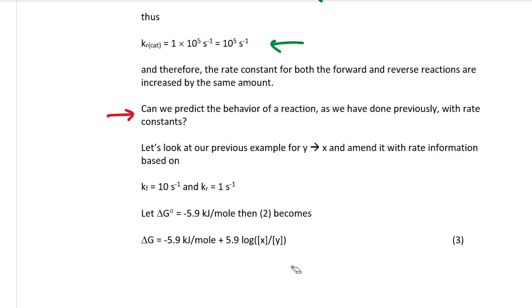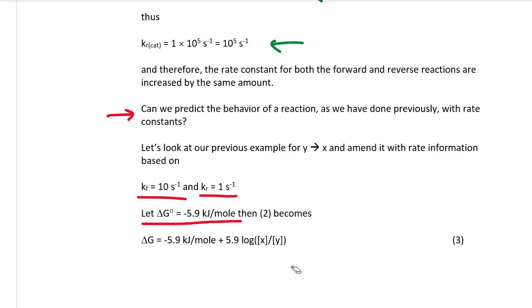Okay, continuing. So can we predict the behavior of a reaction as we have done previously with rate constants? So let's look at our previous example for y goes to x and then amend it with rate information based on the following. So we're going to say kf equals 10 per second and kr equals 1 per second. Those are the things that we calculated above.